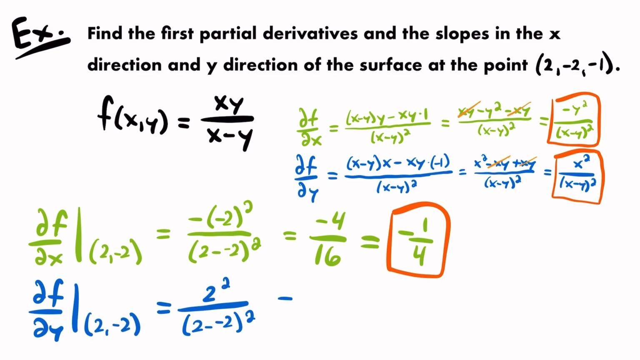And simplifying, we get 4 divided by 4 squared. So we get 4 divided by 16, which reduces to positive 1/4. And so the slope in the y direction at that point is 1/4. Okay, let's take a look at a different example.